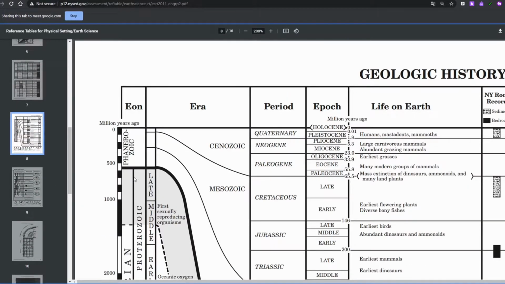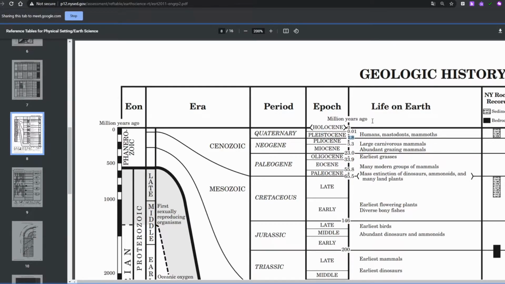ESRT page 8 and 9. If you take a look at page 8, you can see that humans appeared during the Pleistocene. The Pleistocene epoch happened between 1.8 million years ago and 0.01 million years ago. So basically about a million years ago.